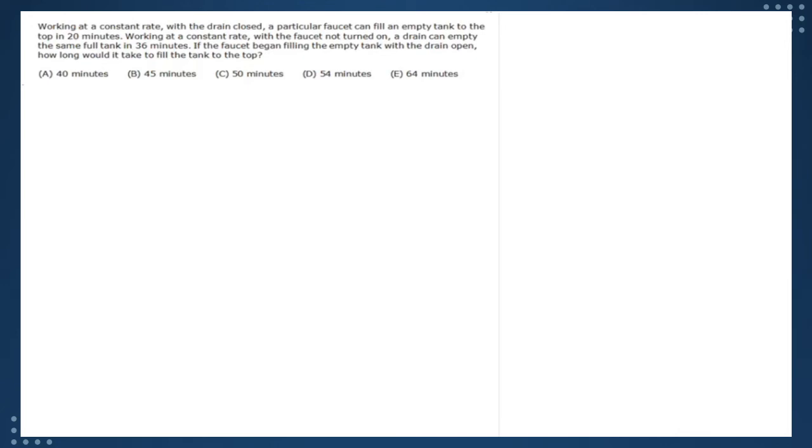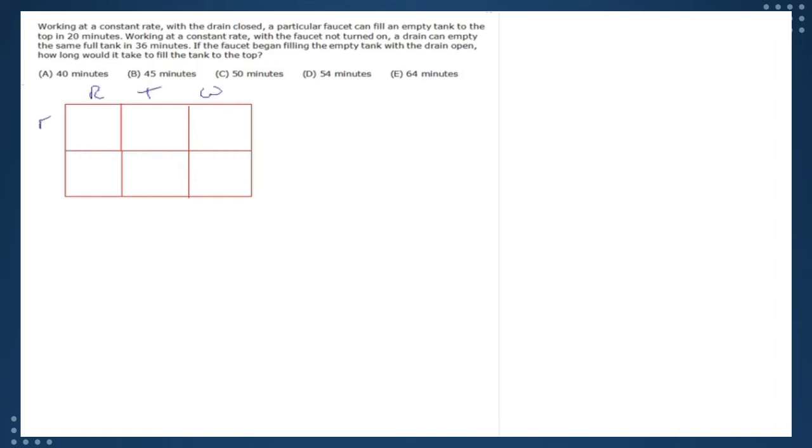You want to use your chart. You still set it up. And we have rate, time, work. We have a faucet. We have a drain. The faucet can fill an empty tank in 20 minutes. That's 1 over 20. The drain can empty the tank in 36 minutes.